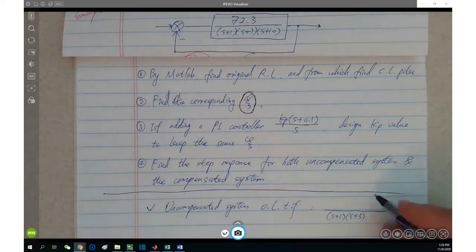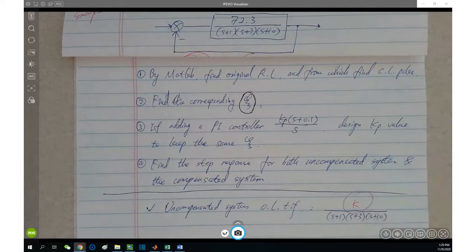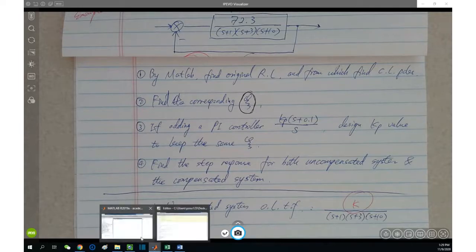Denominator is just the 3 open loop poles, no problem. However, the numerator, what we should use here, remember, we're using constant 1. In other words, we are introducing a varying k onto the original 1. We're now using 72.3. Okay, so here, be very careful. We're using this open loop transfer function to plot the root locus. So look at here, and then we go to the MATLAB.